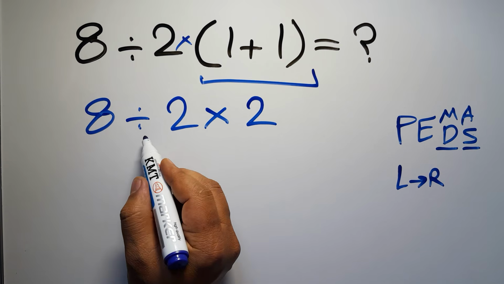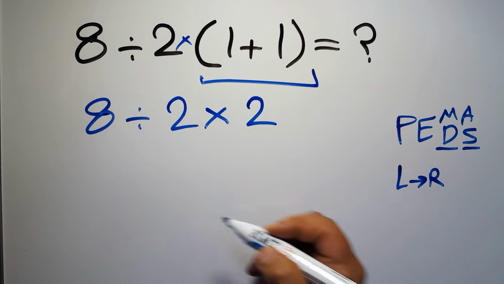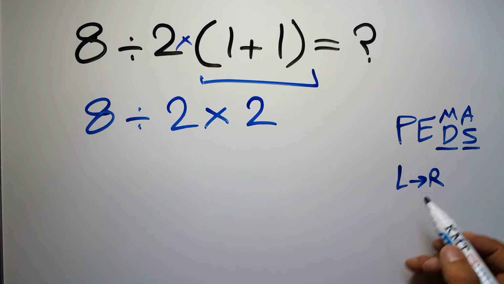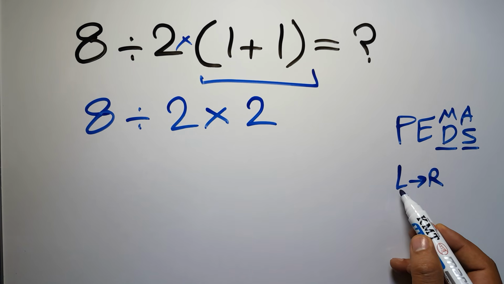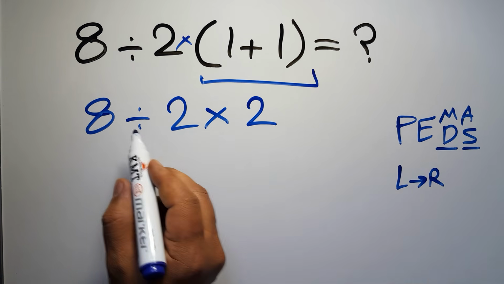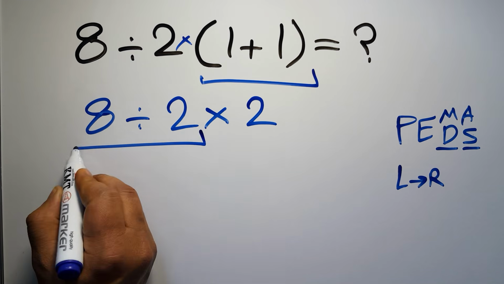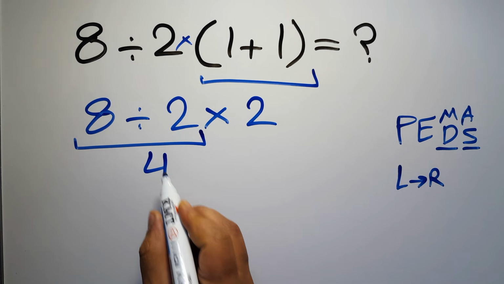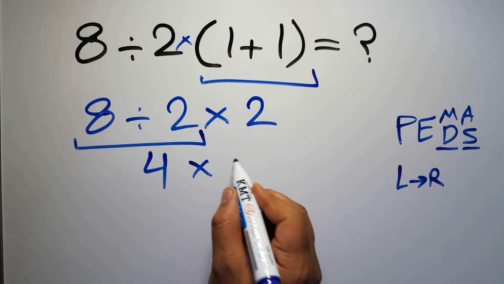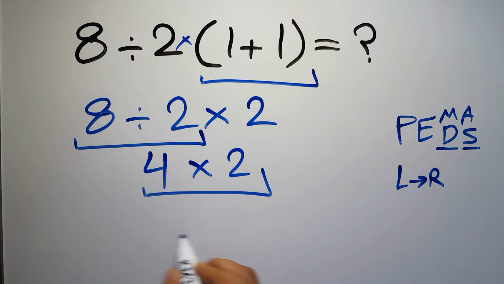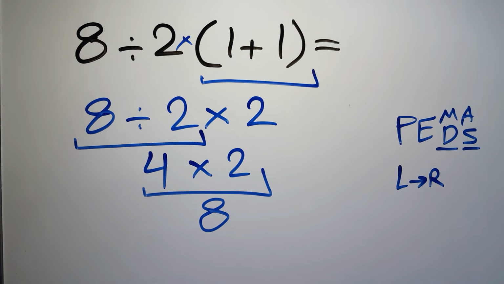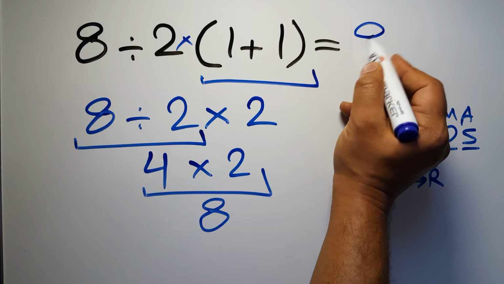Now we have one division and one multiplication. As I said, multiplication and division have equal priority and we have to work from left to right. So here first we have to do this division. 8 divided by 2 gives us 4. So we have 4 times 2, which equals 8. And this is our final answer to this problem. The correct answer is 8.